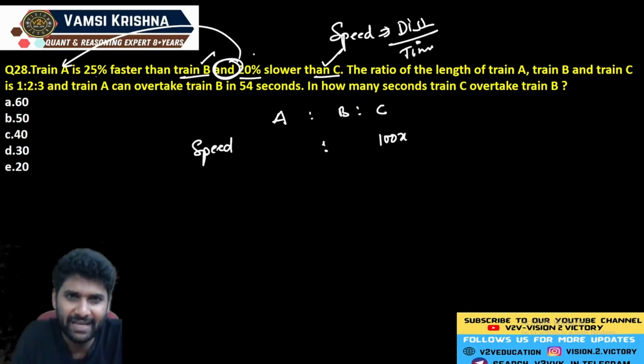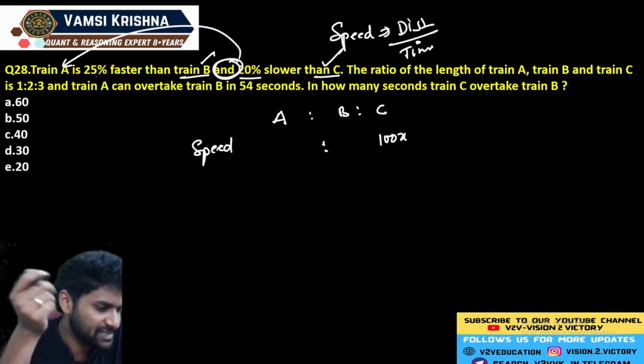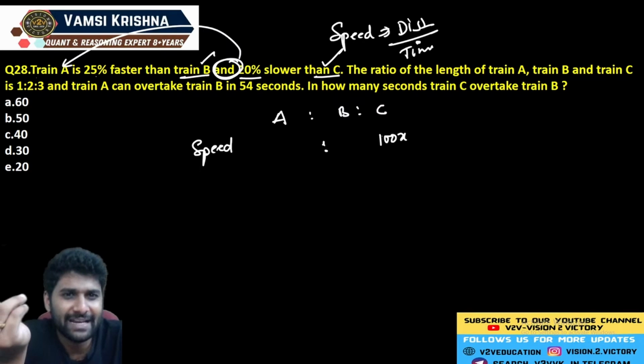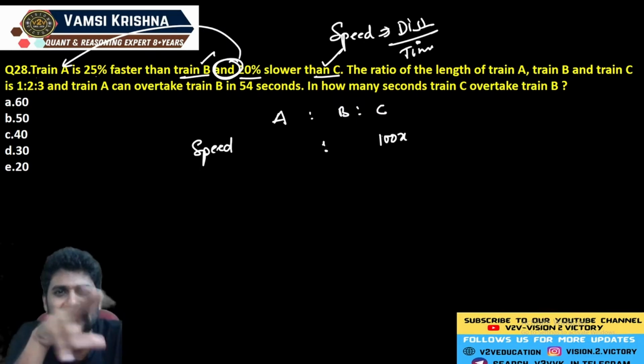Now, train A is 25% slower than train C. 25% less is exactly equal to how much? Just find the ratio. Train A is 25% faster than train B and 20% slower than train C. So, A is compared with B, A is compared with C.